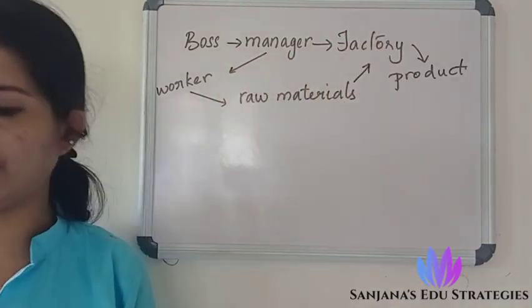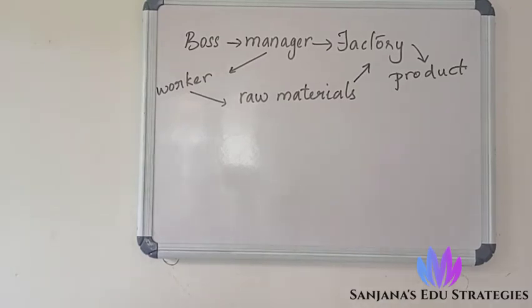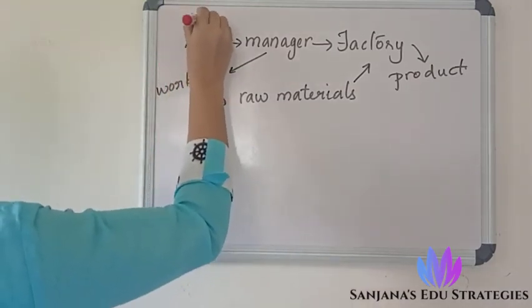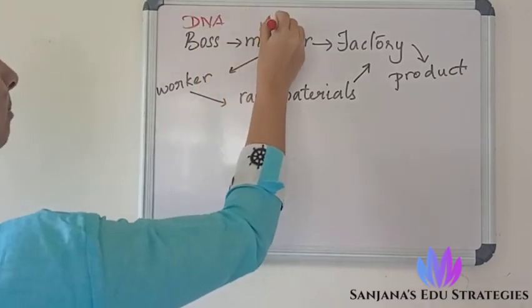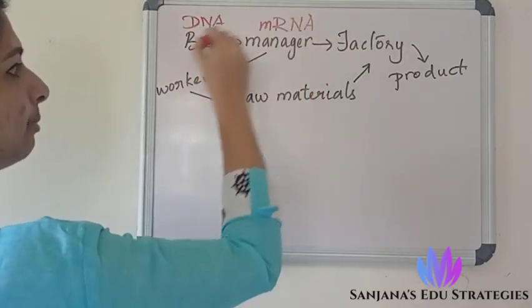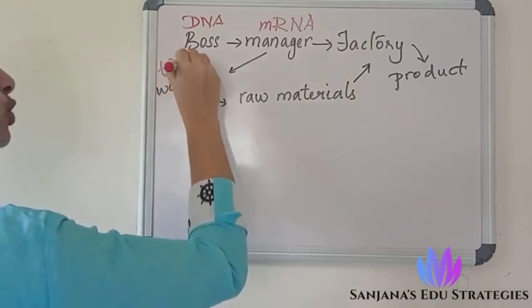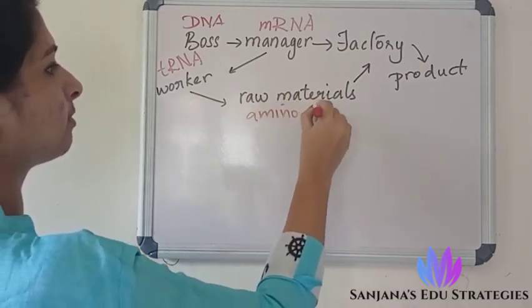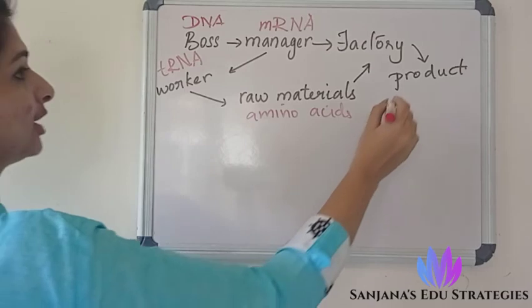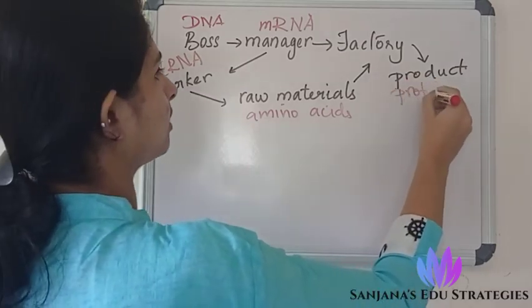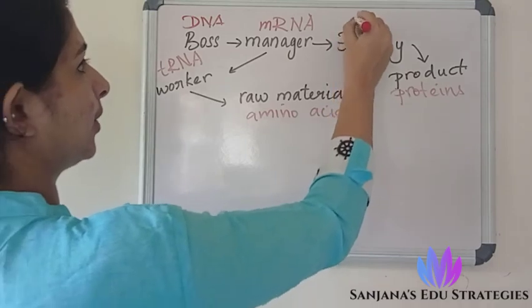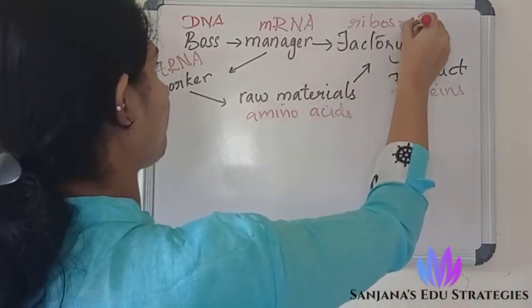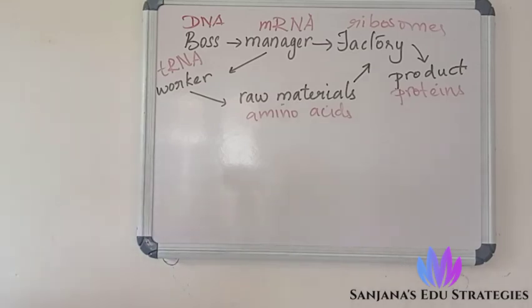This is normally how it works in a factory. You can take the same example for DNA and how they are producing, manufacturing proteins. Our boss is DNA. DNA is telling the manager, mRNA, and this mRNA is telling the worker, tRNA, to go and bring the raw material, amino acids, for manufacturing proteins. Proteins are the product, made in the ribosomes. This is about the process.